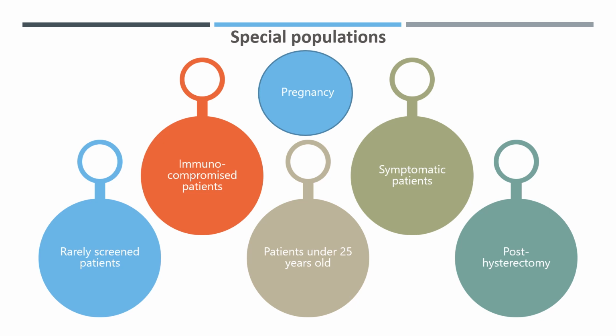So just a few quick notes on special populations: rarely screened patients, immunocompromised patients, pregnant patients, symptomatic patients, post-hysterectomy patients, and patients under 25 years old are areas where the guidelines are a little bit different. Certainly the rarely screened, the immunocompromised, the pregnant, as well as the symptomatic patients get incorporated into those special populations. As I mentioned, patients under 25 are in general considered a special population, but that gets incorporated into the app when you identify the age of the patient.